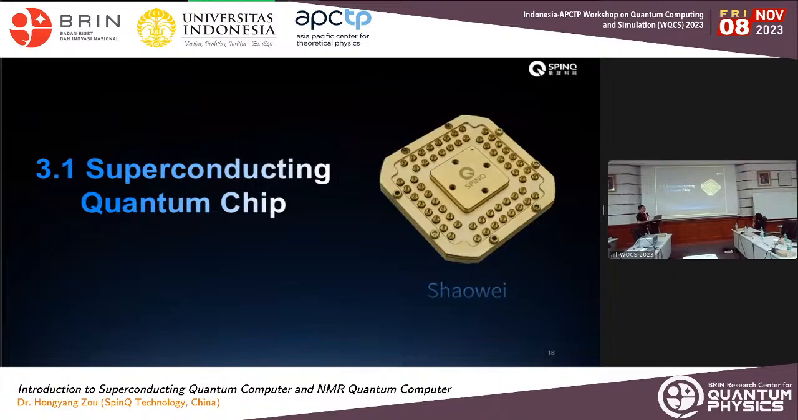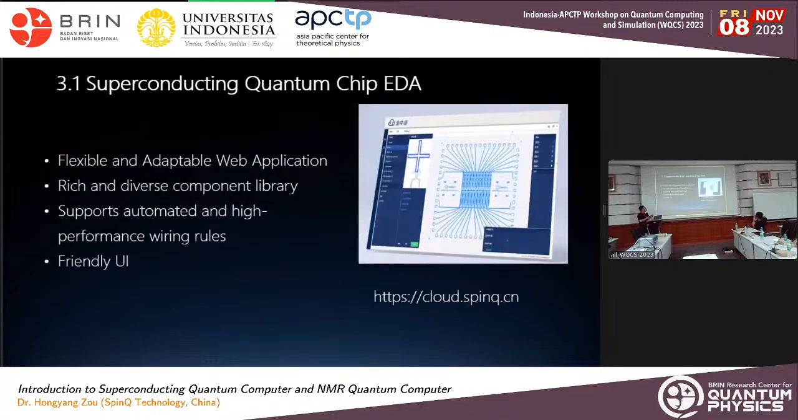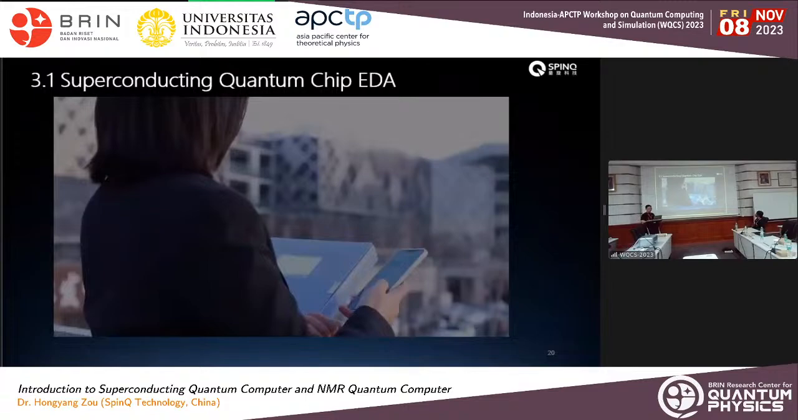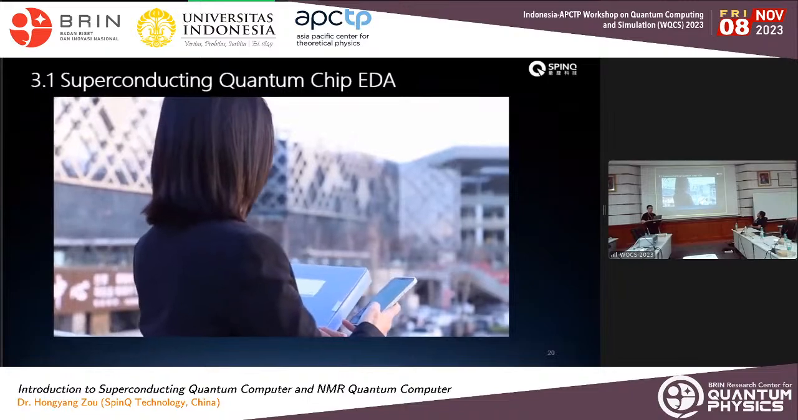Okay, and the heart of a superconducting quantum computer is the chip. So let's move on to this one. If you want to have your own quantum chip, then open EDA and designing your chip might be the first step, unless you want to draw the layout by hand. We have completely built the EDA on our cloud, and you can use it anytime you want, and it's free. Let's have a look at the interface of this online EDA.